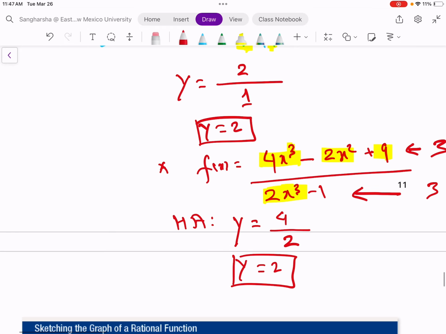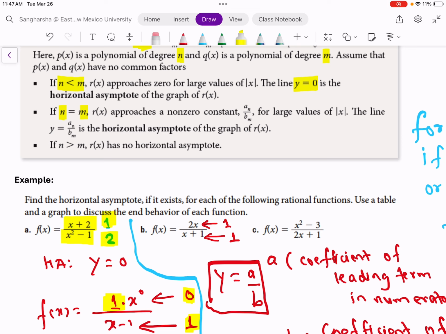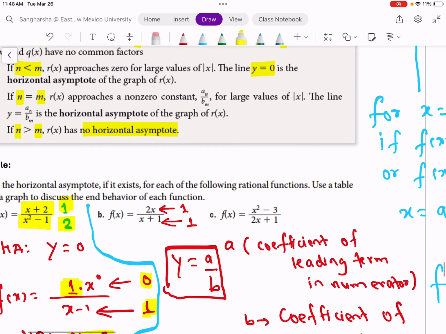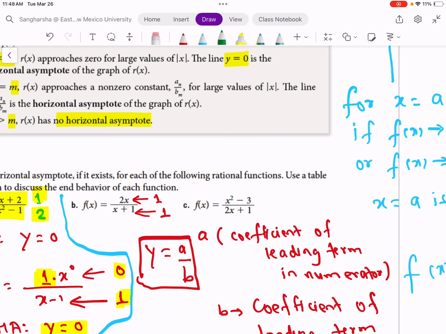Okay, and the last case here: if the degree of the numerator is greater than the degree of the denominator, then in that case there is no horizontal asymptote, like in number C. In number C, what is the degree of the numerator here? 2. What is the degree of the denominator here? 1. So our case is that the degree of the numerator is greater than the degree of the denominator. In this case, no horizontal asymptote. So if the degree of the numerator is greater than the degree of the denominator, then there is no horizontal asymptote.